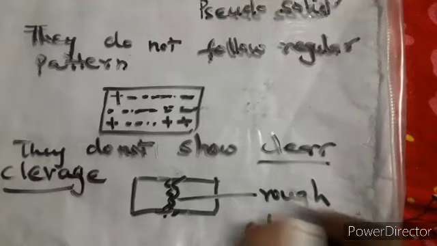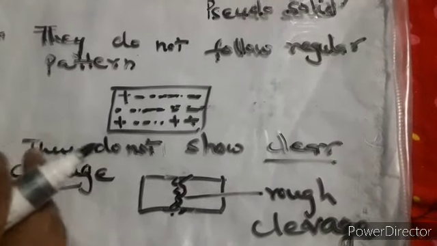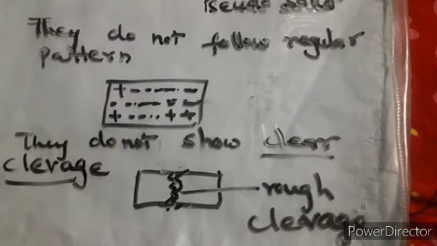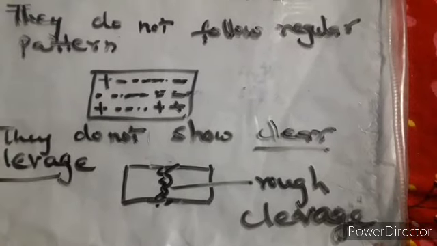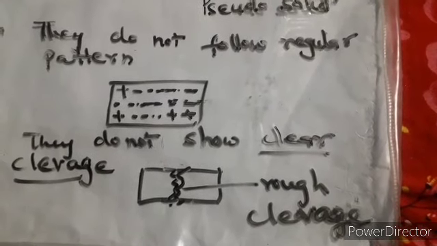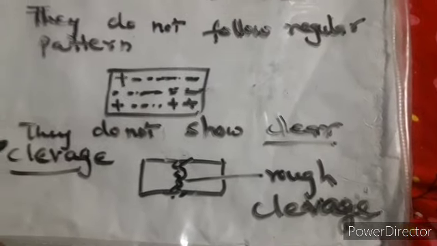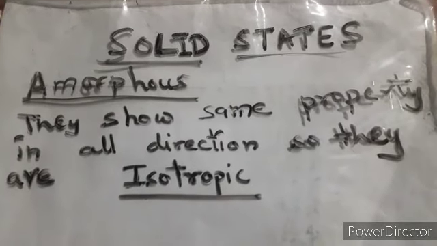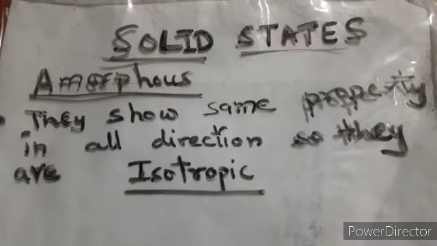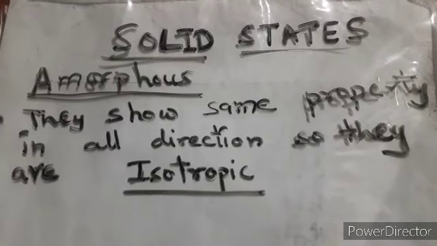We can also see that over there you have sharp melting and boiling points. Over here you will have low melting and boiling points. And we'll also focus on certain other things. Now these amorphous solids show the same property in all directions, so they are isotropic.